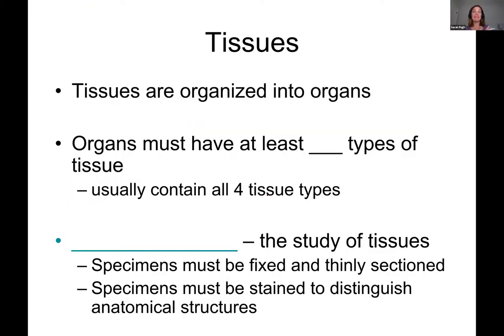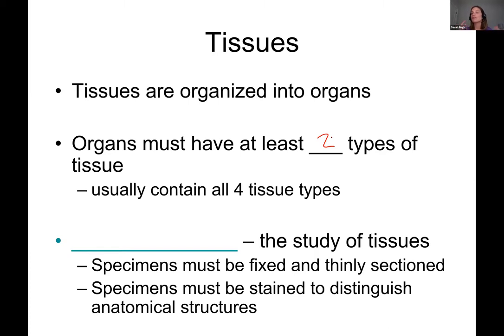So again, if we think back to those levels of organization, if we have tissues that are made of cells, then if we take some tissues and hook them together, at least 2 tissues make an organ, okay? So an organ has to have at least 2 types of tissue. But usually your organs have all 4 types of tissues.